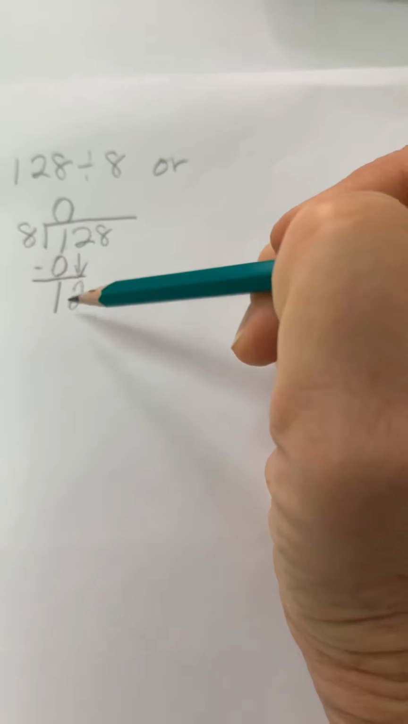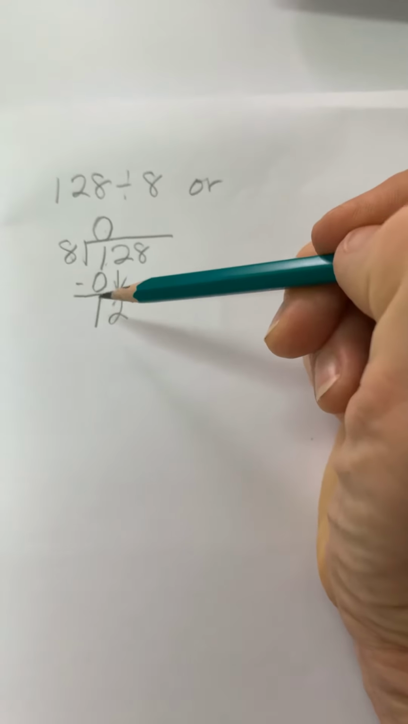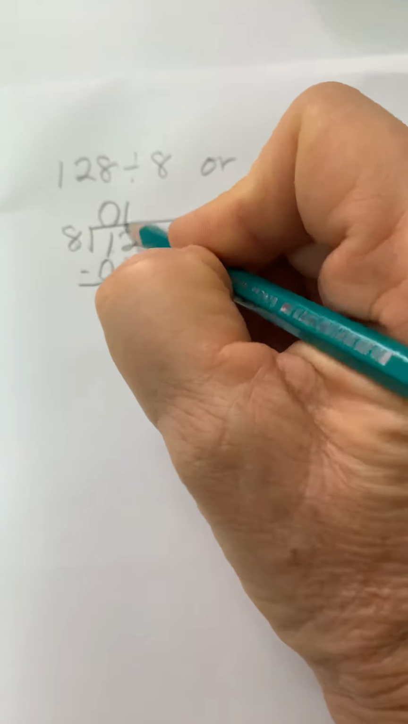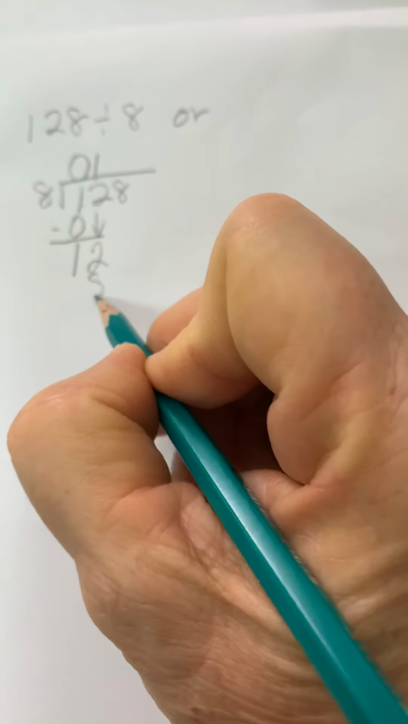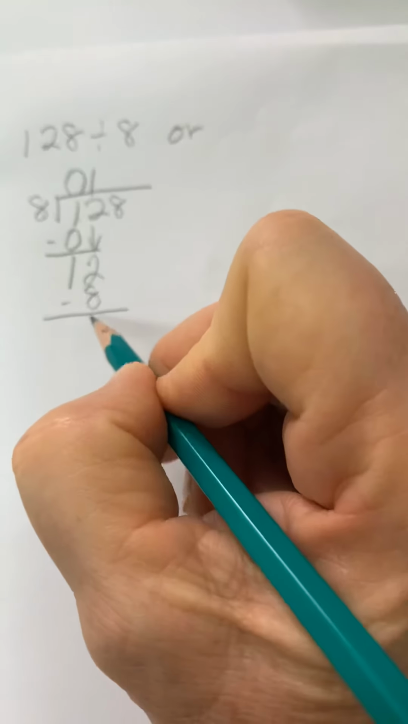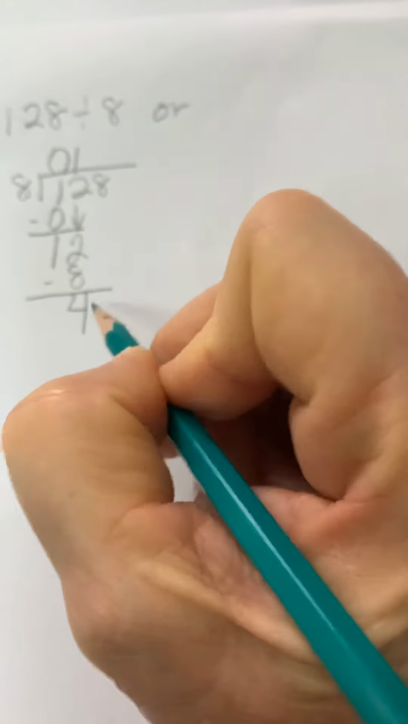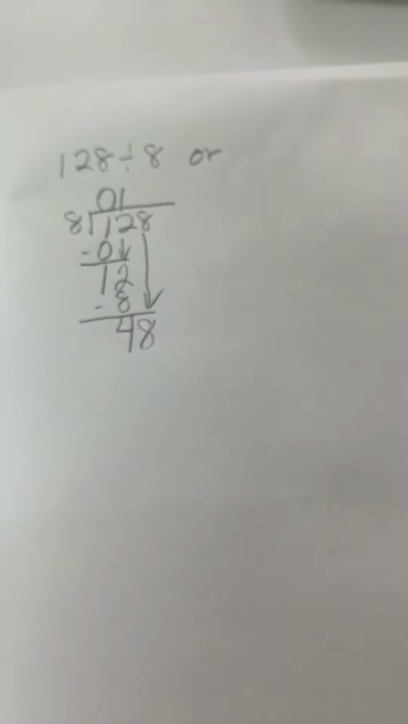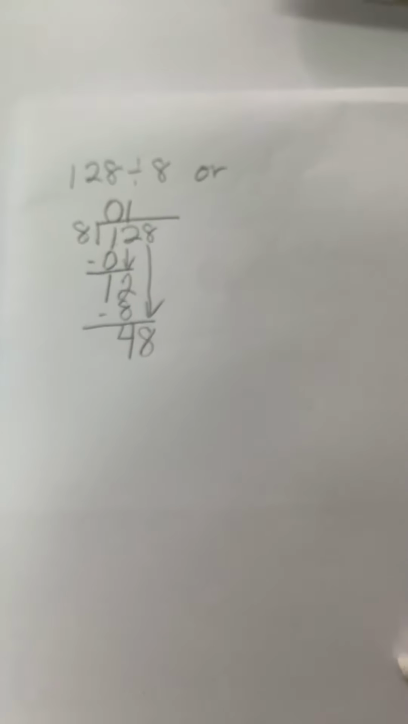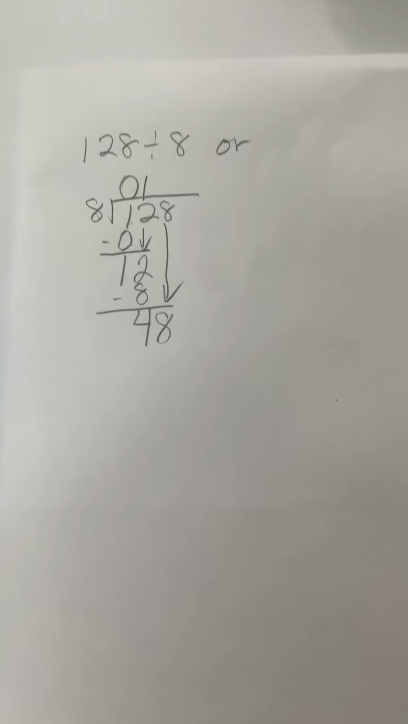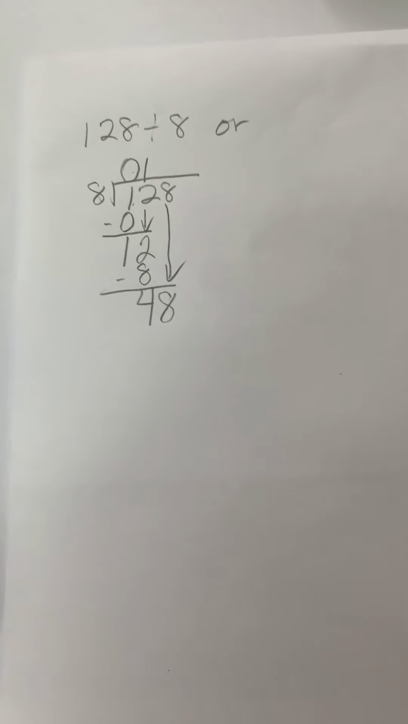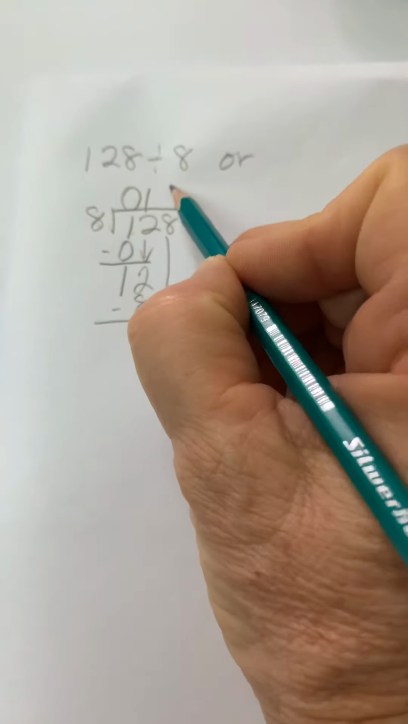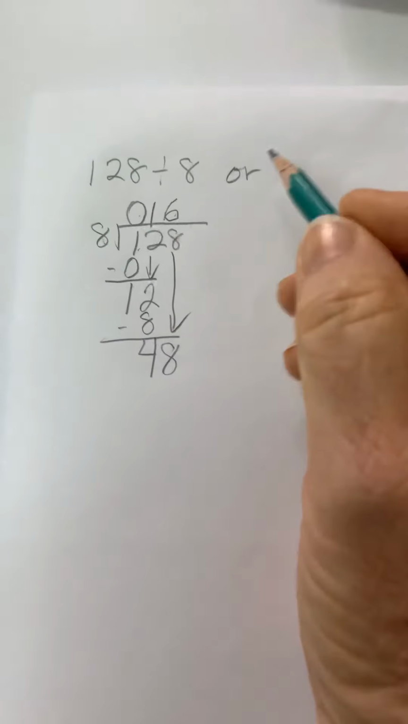So now 8 into 12 cookies, and I have 8 people. I can give each person at least 1 cookie. 1 times 8 is 8, and I subtract, and I get 4. And I bring this 8 down. Okay. So now I ask myself, how many times does 8 go into 48? Well, I know that that's a basic fact. So 8 into 48 goes 6 times, because I know that 6 times 8 is 48.